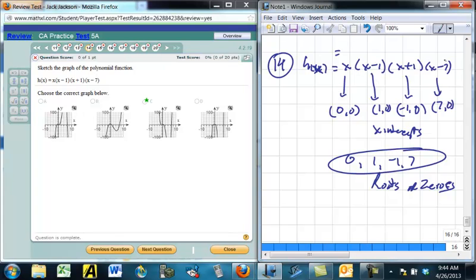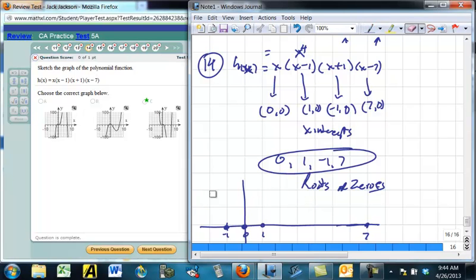Okay, so we're looking for a graph that crosses at these points. If we work it out, the first term is 4 x's multiplied. It's x to the 4th. So we also know the end behavior is like this at the ends. So we know it goes up here, and we know it crosses the x-axis at negative 1, 0, 1, and 7. And they are all simple roots.